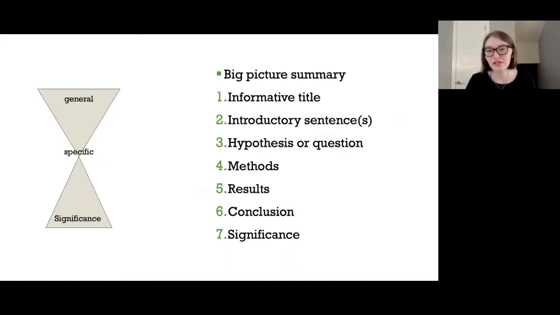And so the results and conclusion are kind of related, so we're going to talk about those in terms of one chunk. And I think that the significance is always my favorite part of an abstract because I get this really big picture sense of what the research means, and that's very exciting. So when you're drafting your significance, I think that's really important.